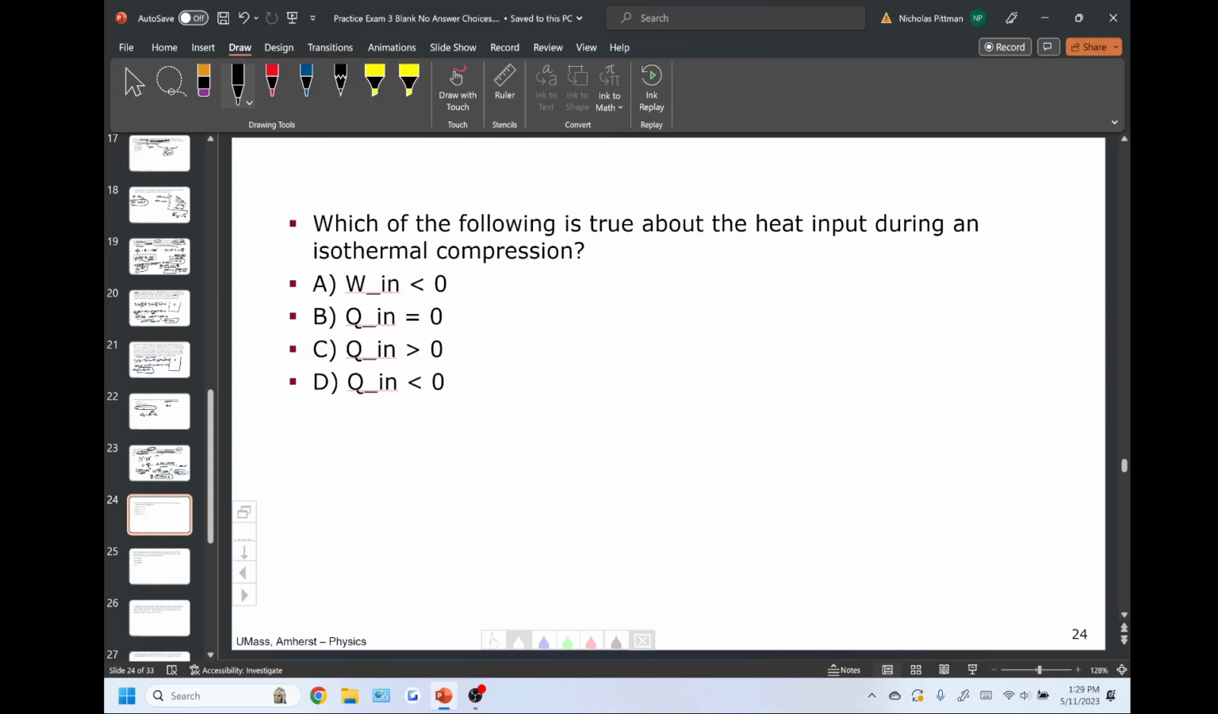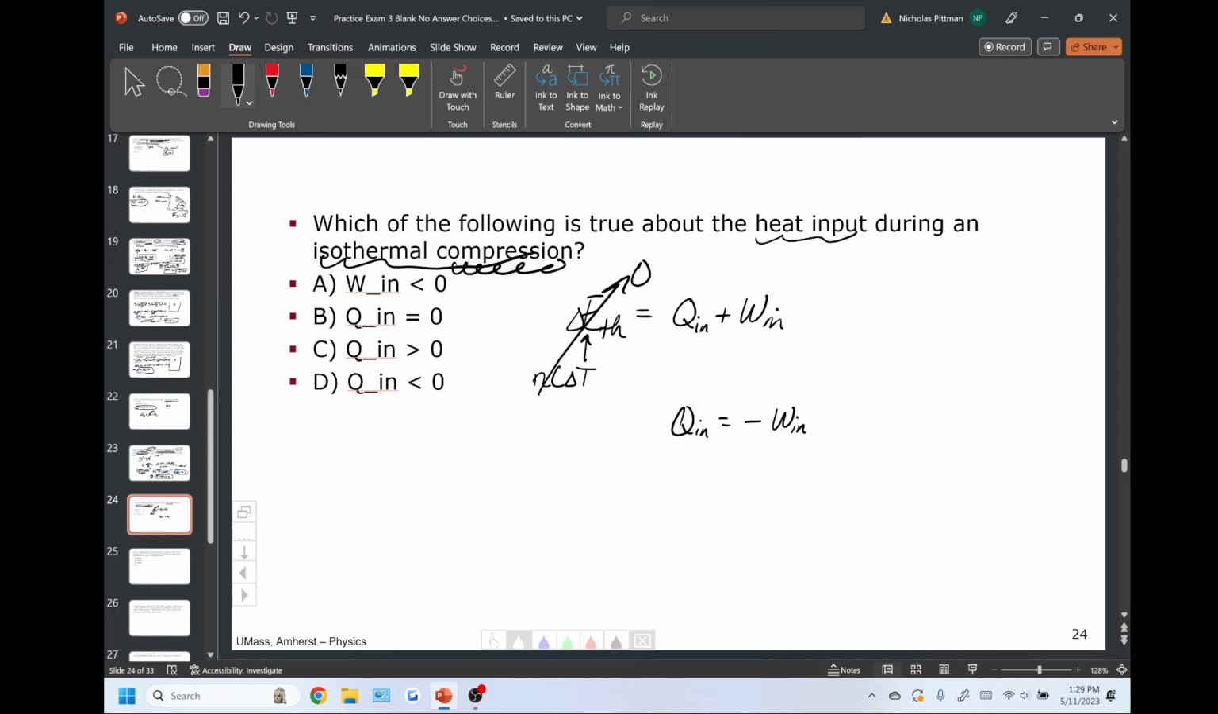Okay, heat input means we should probably be looking at first law. Okay, second keyword, isothermal compression, means delta T equals 0. Since delta E is just NC delta T, that means this is 0. So the first law is just that Qin equals negative work in. Okay, we have a compression going on here, so the work in is a positive number. So the heat in is therefore a negative number.